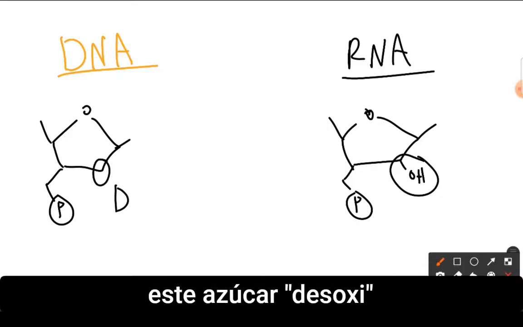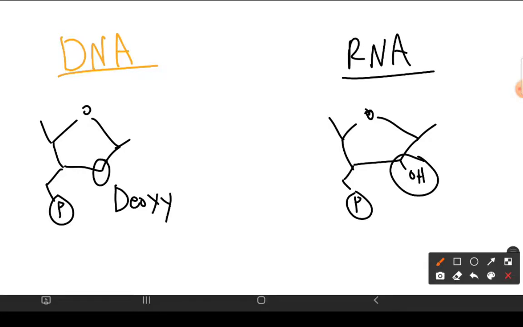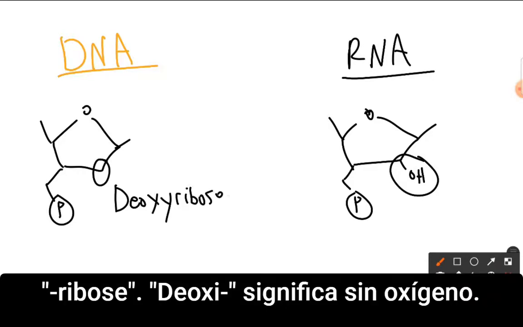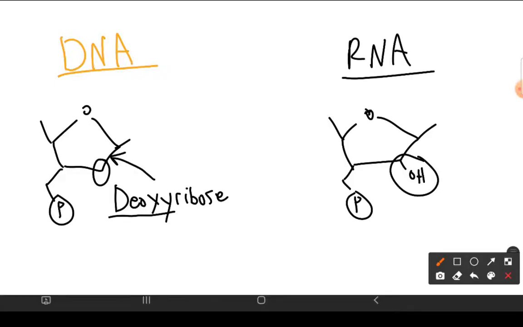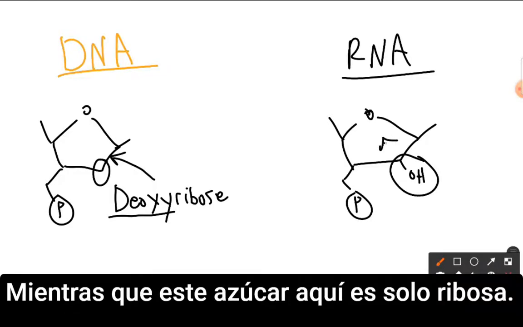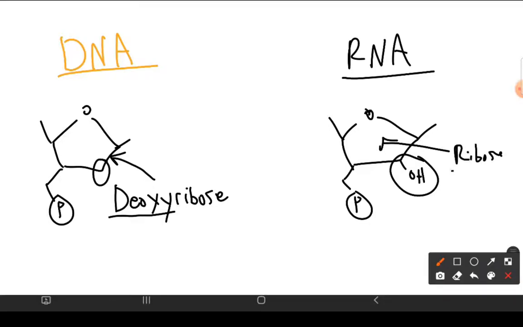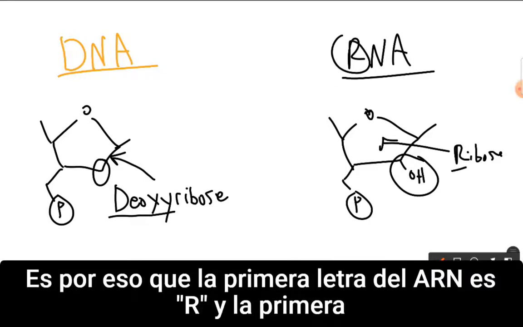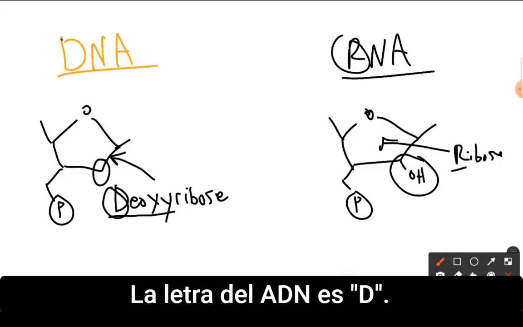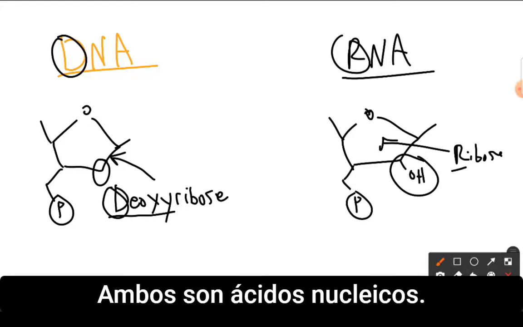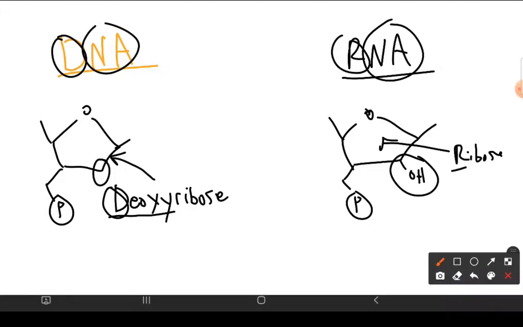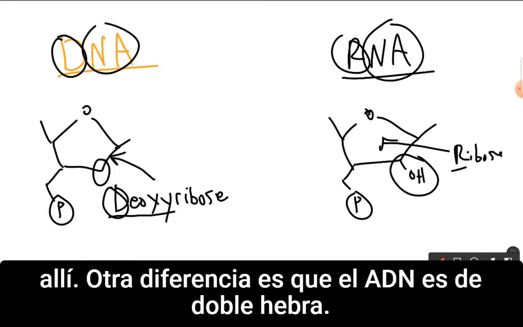That is why we called this sugar deoxyribose. Deoxy means without oxygen. Whereas this sugar here is just ribose. That is why the first letter of RNA is R and the first letter of DNA is D. They are both nucleic acids. So those are the big differences there.